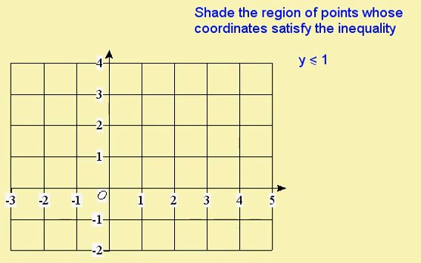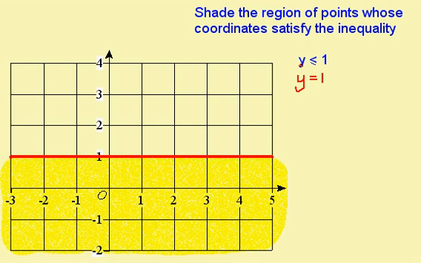This is our first inequality question. To begin with, I need to draw the line y equals 1. The question asks me to shade the region of points which satisfy this inequality. This is the points where y is less than or equal to 1, below the line. If I'd been asked to do the inequality y is less than 1, rather than y is less than or equal to 1, I would have had to draw a dotted line rather than a solid line.